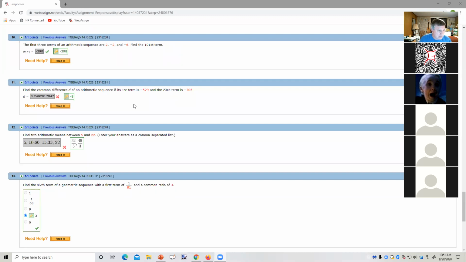Okay. So now we're going to look at number 11 on WebAssign, which I'm assuming you can see if I've done this correctly. Find the common difference of an arithmetic sequence if the first term is negative 529 and the 23rd term is negative 705. Okay. So we know that a sub 1 is negative 529, and we know that a sub 23 is negative 705. And we want to find the common difference.